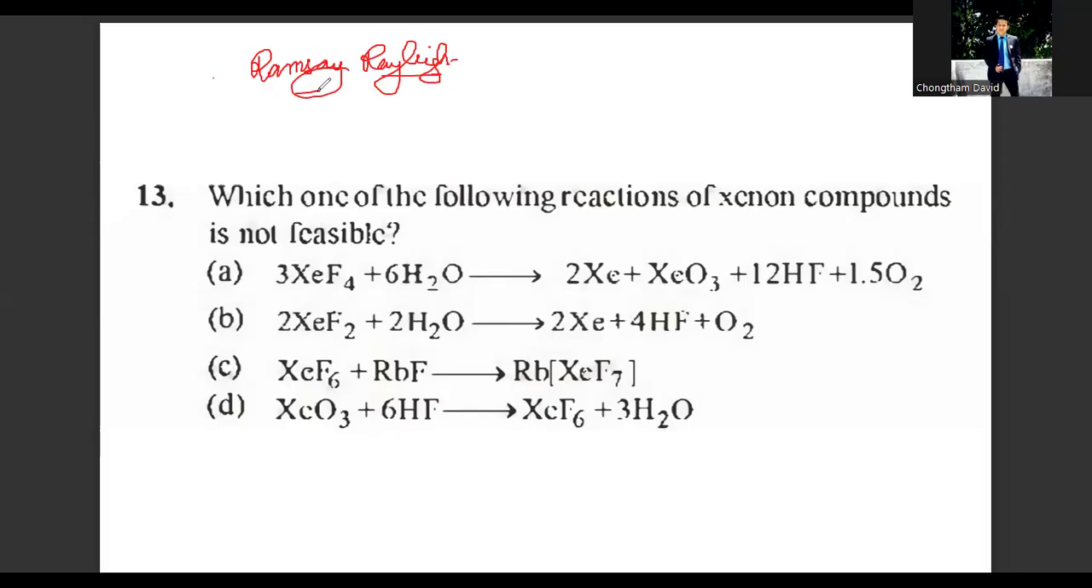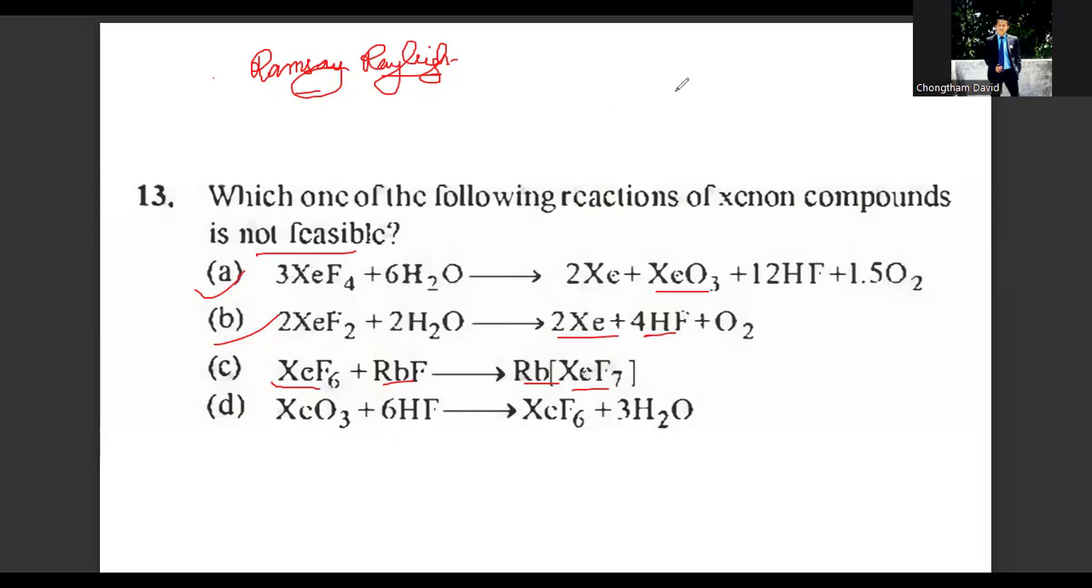Now, these reactions of xenon, which are not feasible. Let us check. The first reaction, this is very much possible. Xenon trioxide is an explosive compound. Xenon difluoride on hydrolysis yields xenon. This is also correct. Xenon hexafluoride and rubidium fluoride gives rubidium xenon compounds. You know, in the recent newspapers, uranium salts, these are asked in the UPSC exam. So sometimes this kind of questions are also going to be very important, even in your NEET exam.